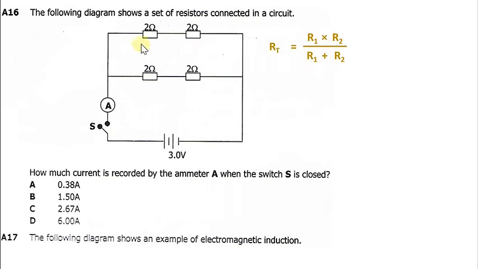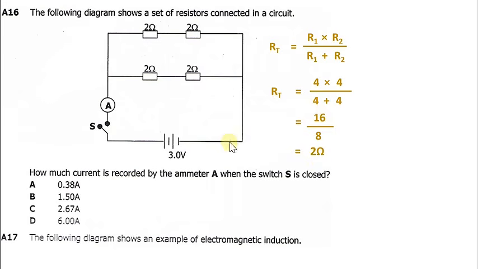This is the formula for 2 resistors in parallel. Now, considering that here I've already added and gotten 4, and here I've added and gotten 4, this one which is 4 we call R1, and this one which is 4 as well we call R2. So it will be 4 times 4 over 4 plus 4, which is 16 over 8. Then we divide 16 by 8, which will be 2 ohms.